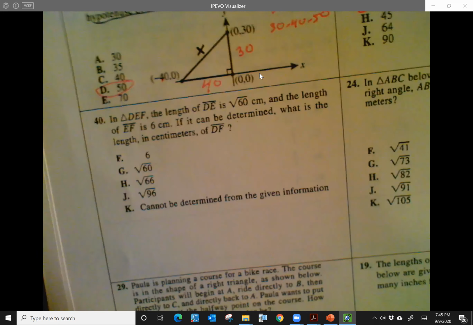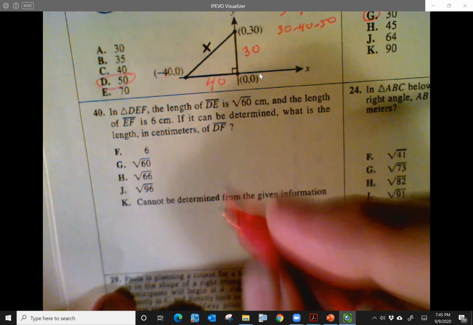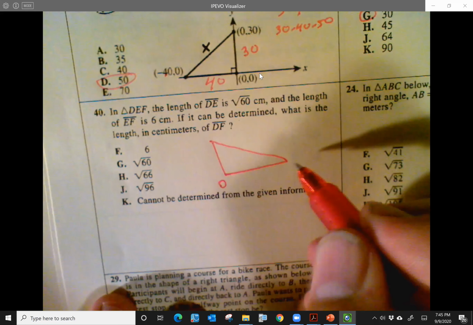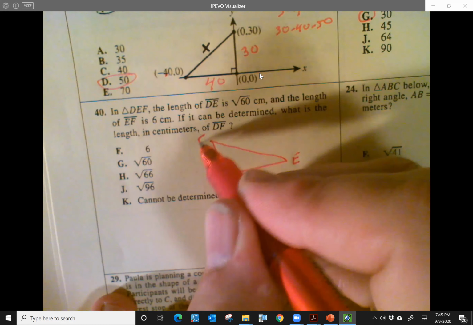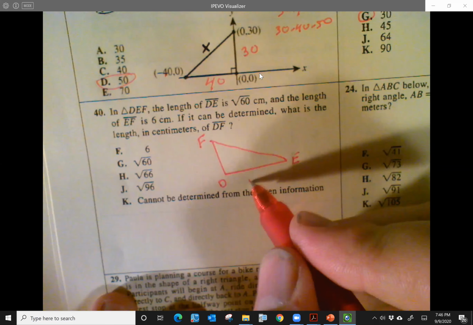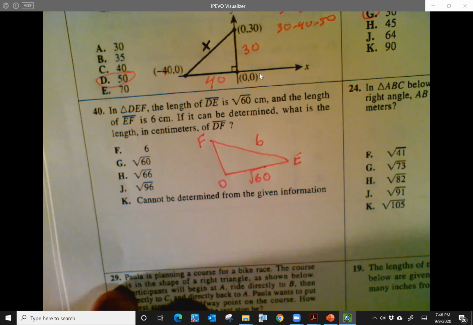Let's go ahead and look at the one below that, number 40. Do they say anywhere in here it's a right triangle? They don't. So when I think about my triangle here, I'm just going to draw a generic triangle and say it's triangle DEF. So I'm going to say this is D, and this is E, and this is F. But I don't know if it's a right triangle or not. And they tell us that DE is square root of 60, and EF is 6. How long is this side?